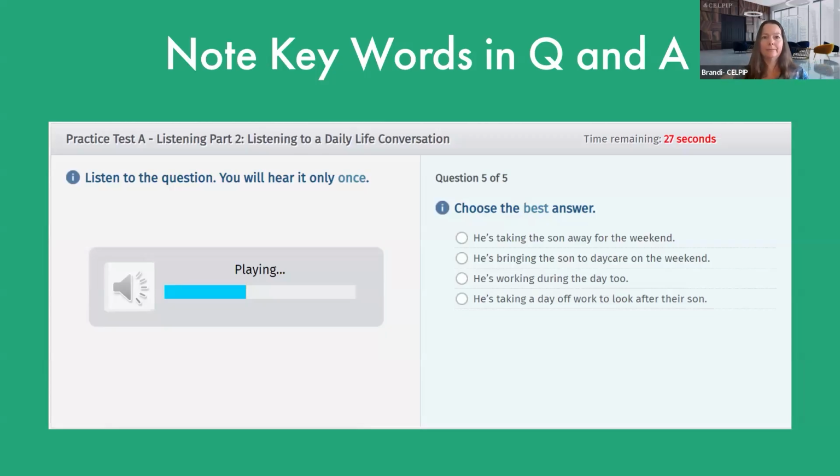Okay, so capture that down. 2-3 seconds at the most. Make this really quick, right? Because you want more time on the answers.